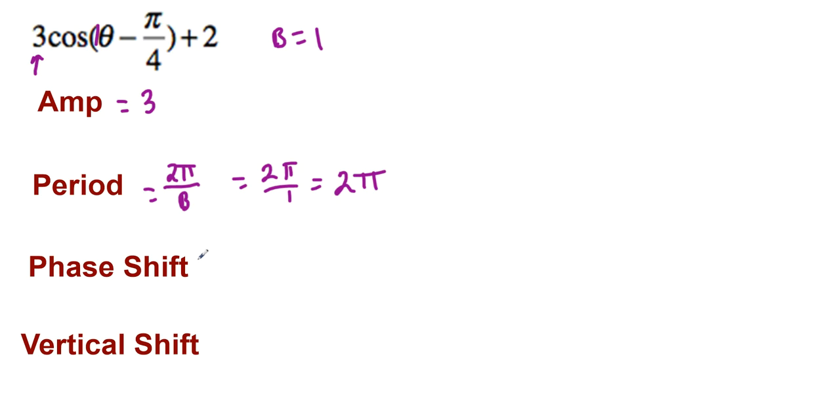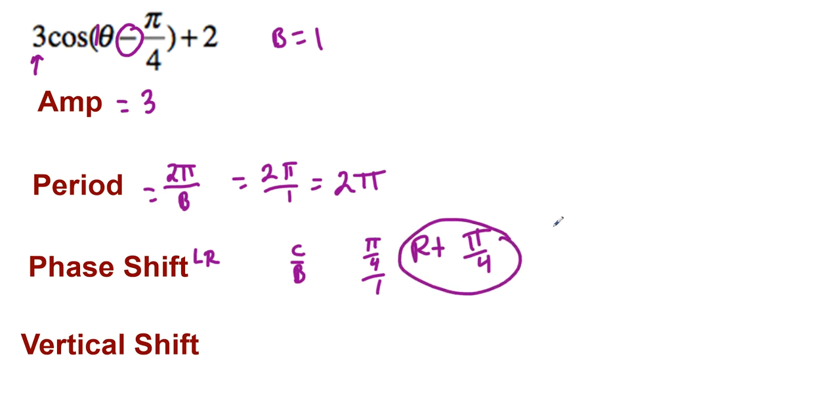Phase shift, this is going to be our left or right thing. Now again, that's going to be C over B. Well, my B is 1, right? So it's going to be pi over 4 over 1. And this right here indicates that it's going to be right pi over 4. So my graph has shifted right pi over 4. Our vertical shift is straightforward. We're up 2.